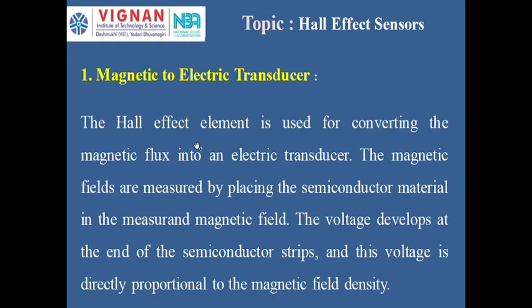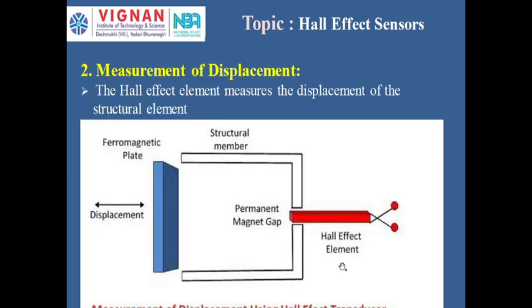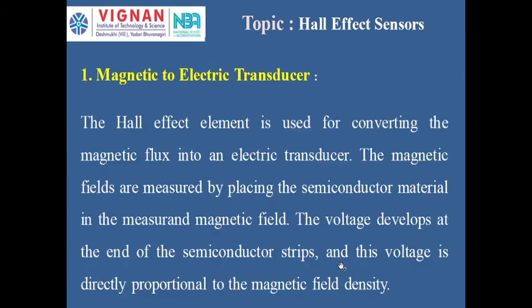So the Hall effect element is used for converting the magnetic flux into an electric transducer. The magnetic fields are measured by placing the semiconductor material in the measuring magnetic field. The voltage develops at the end of the semiconductor strips, and this voltage is directly proportional to the magnetic field density. That means, as we know, the voltage developed is proportional to the magnetic field strength and current.